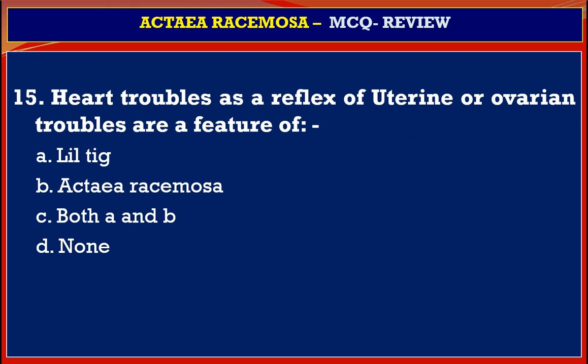15th MCQ is heart troubles as a reflex of uterine or ovarian troubles is a feature of variable A. Lilium tig, B. Actaea racemosa, C. both A and B, and D is for none of above. We have answer C. It indicates Lilium tig and Actaea racemosa.